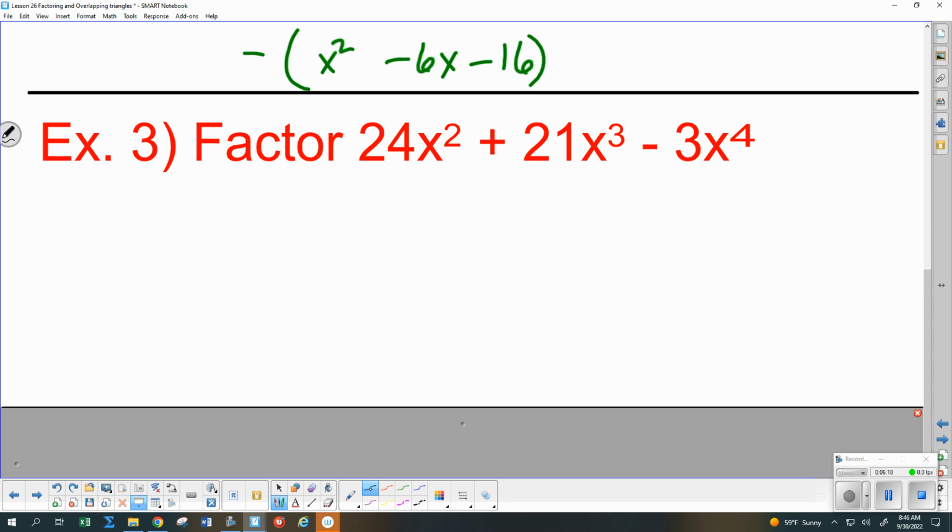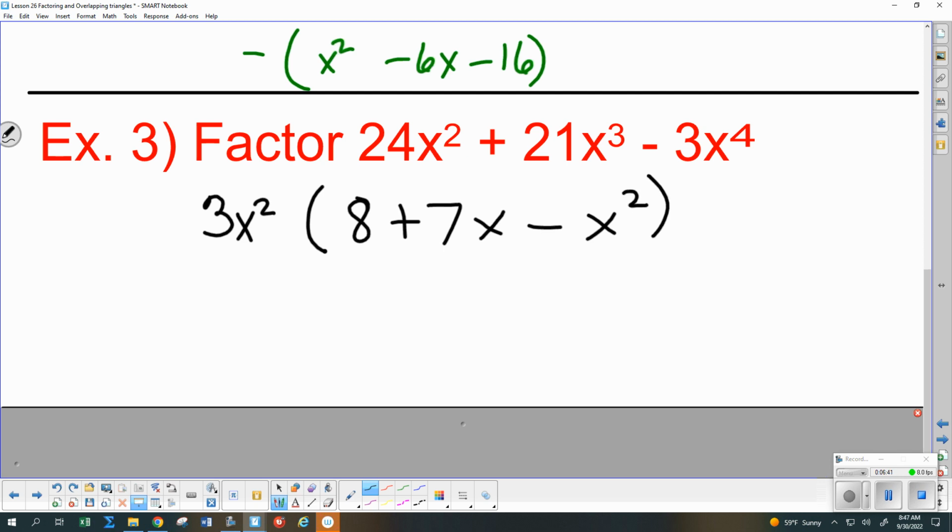Okay, so if I factor out an x squared, then I've got, or you said 3x squared. Then I've got 8 plus 7x minus x squared. That still doesn't look quite right to me, Ellie.